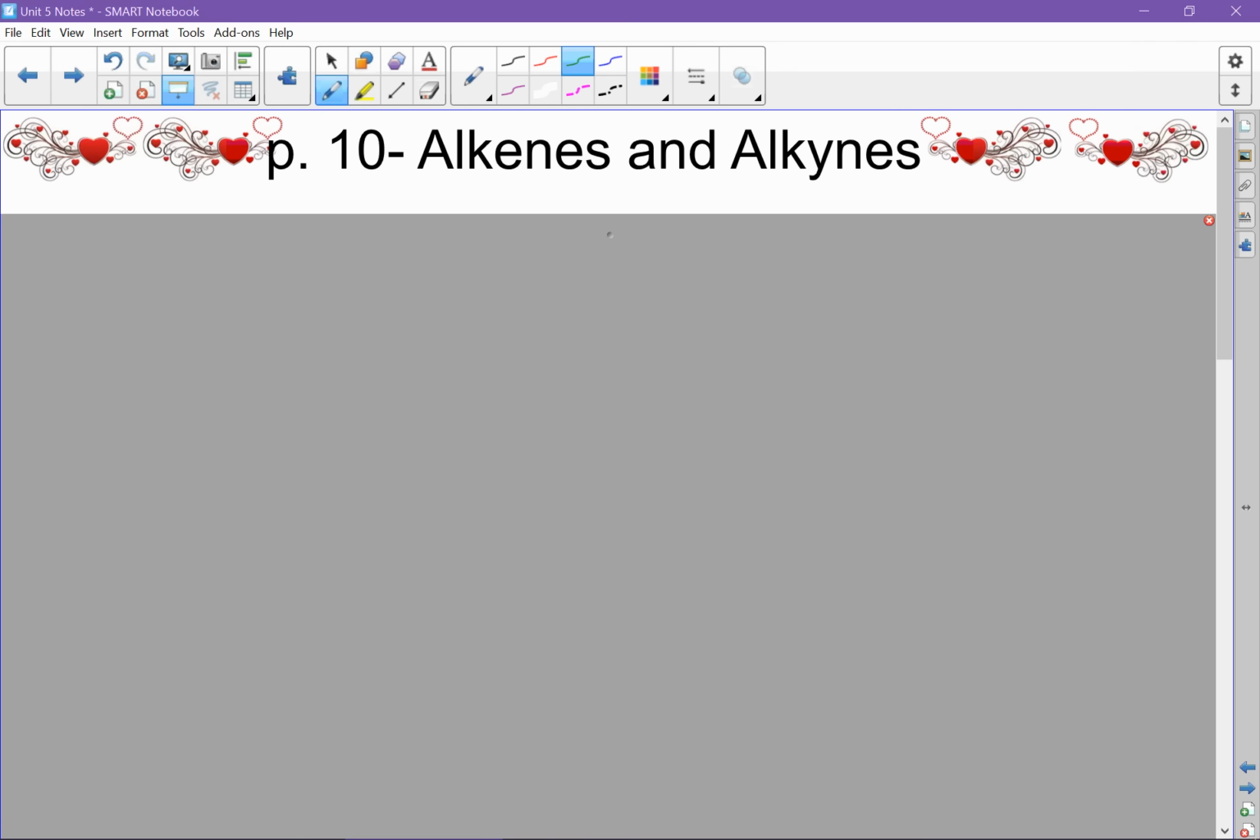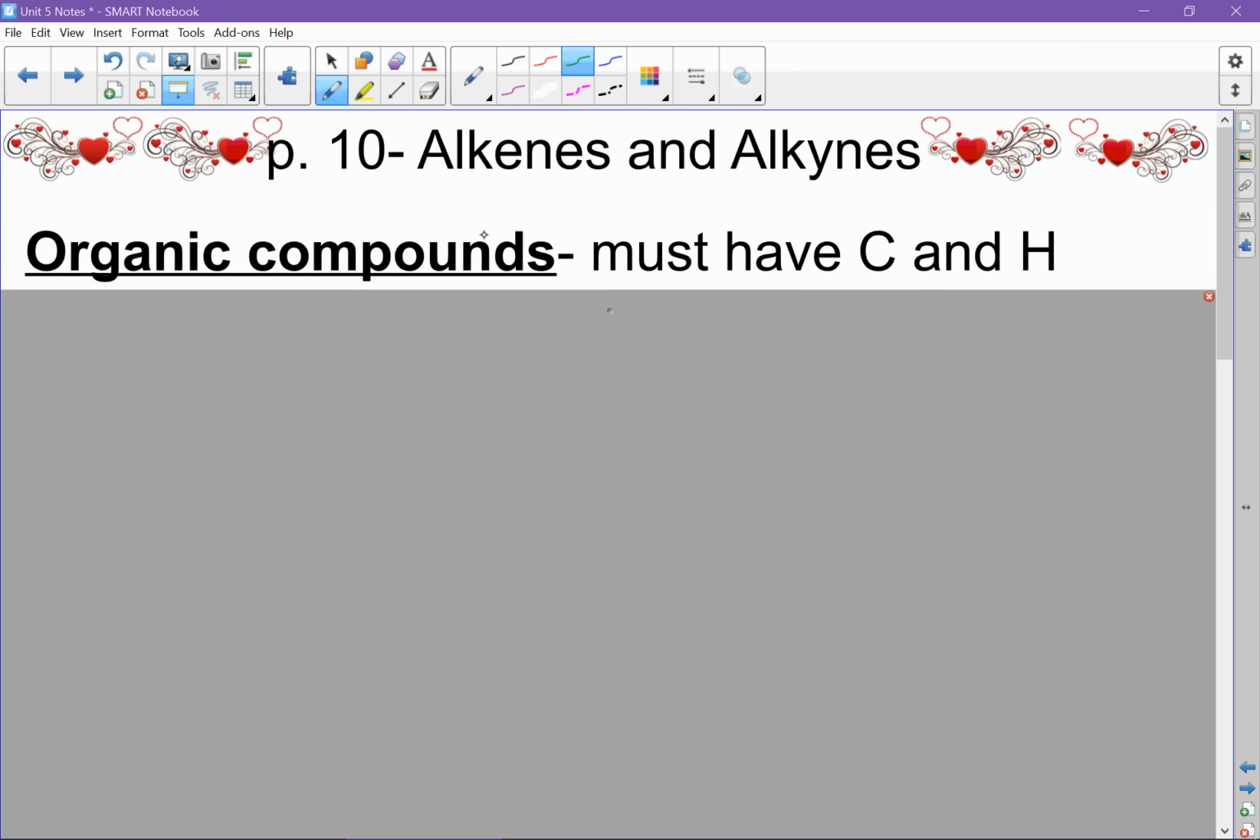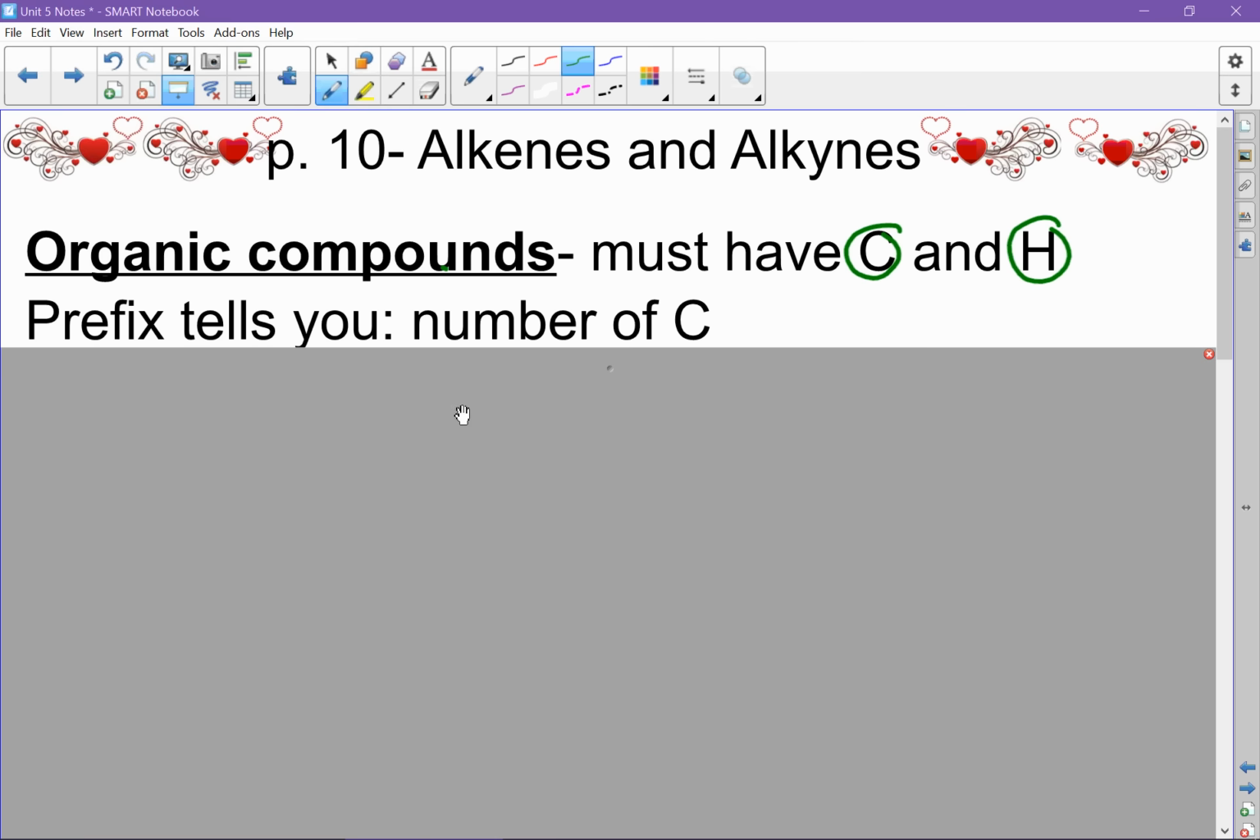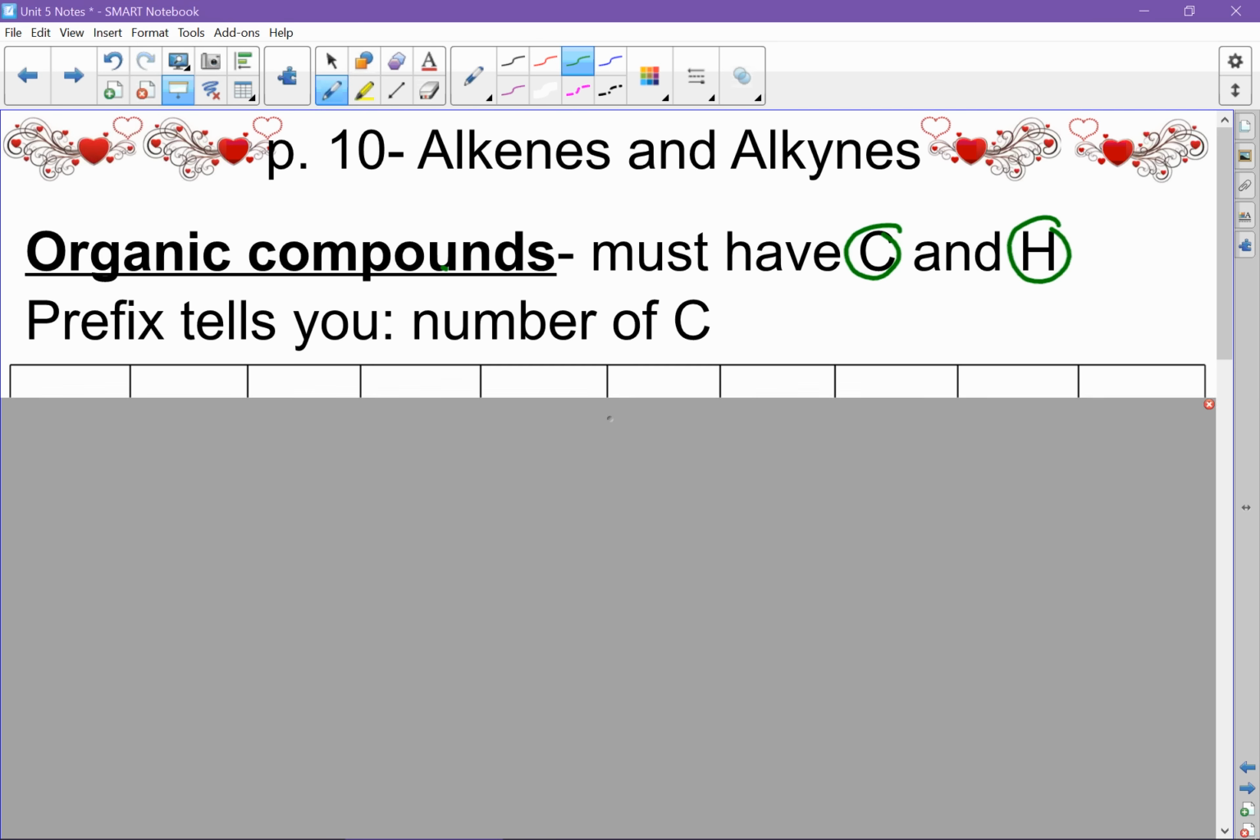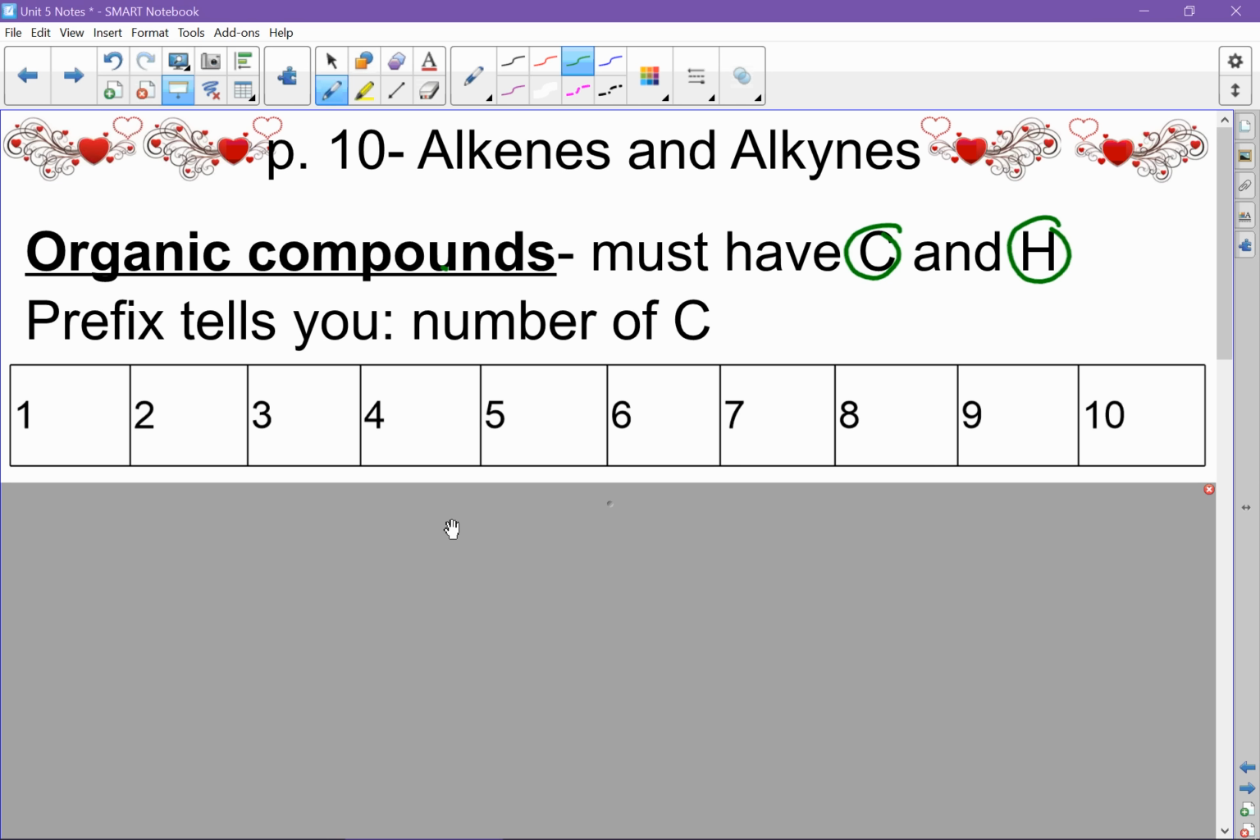Hi guys, today we're going to learn about things called alkenes and alkynes. These are both kinds of organic compounds. Because they're organic, it means that we're going to have carbon and hydrogen in them. And when we're using these, the prefix that we use will tell us how many carbons our compound has. So we're going to review the number of carbons and those prefixes.